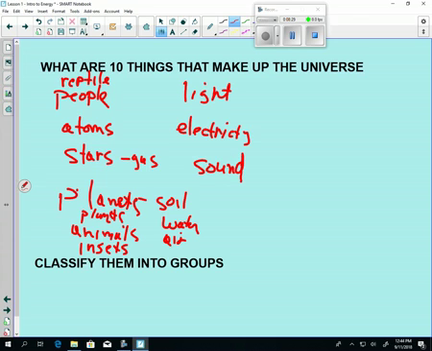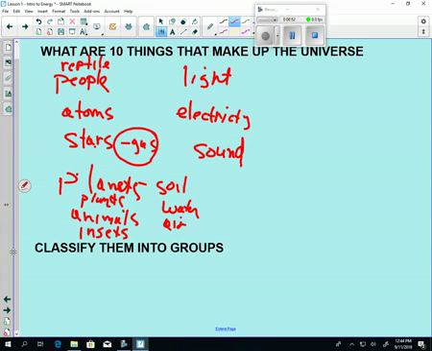Now, these things here are not what we call these things. Okay? We can put things like maybe stars as a type of matter because it's made out of gas, but it's still made up of atoms. It's still matter. So if we were to group all of these things into two groups, what do you think we could call it?